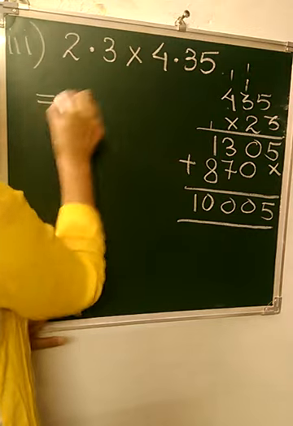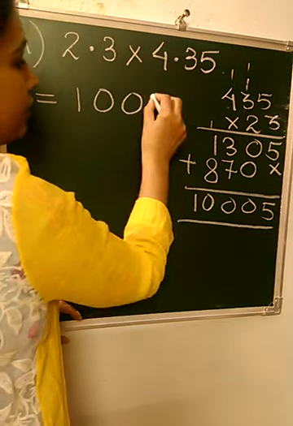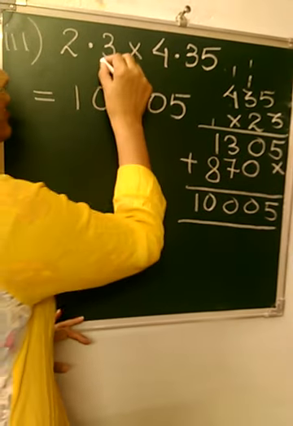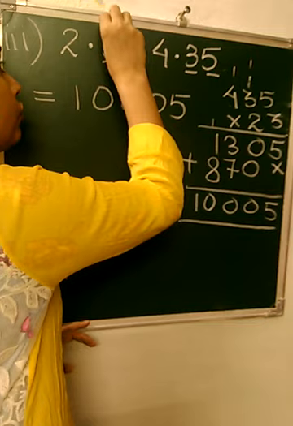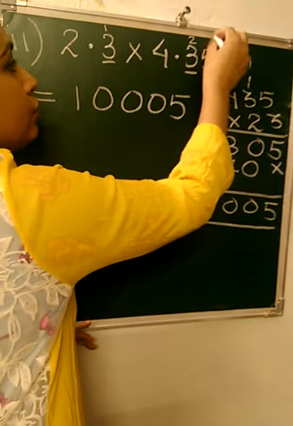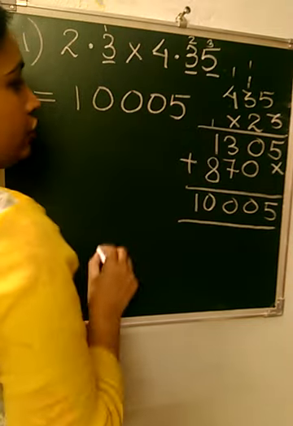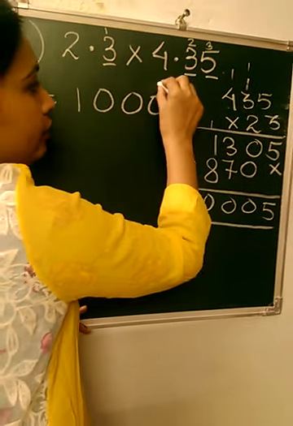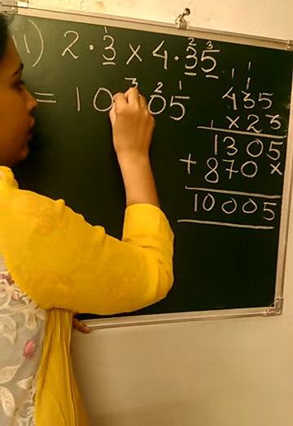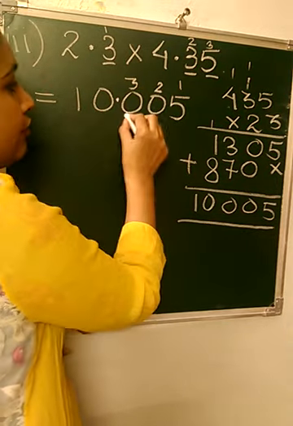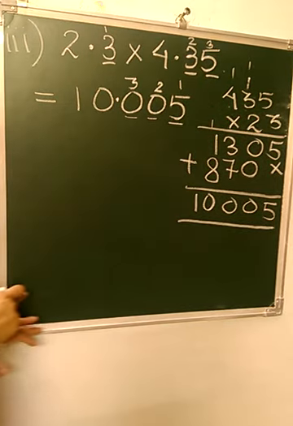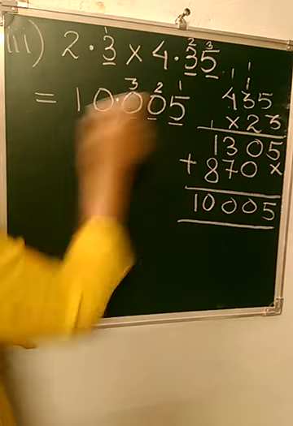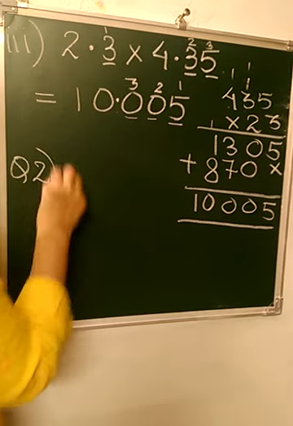Now we write the product. This is the product. Now what to do? The next step, count the number of places. So 1, 2, 3. So here also we will count, but we count from the right side. So 1, 2, 3. So decimal will come here. So this is the answer, that is 10.005.